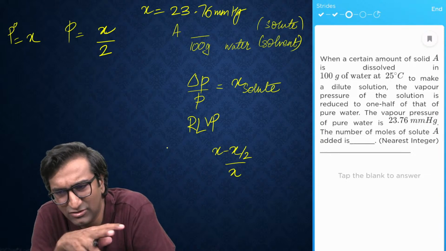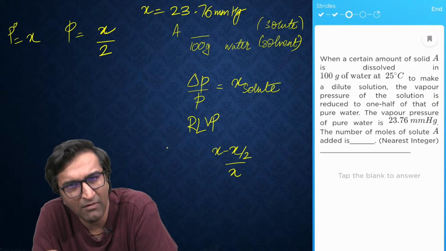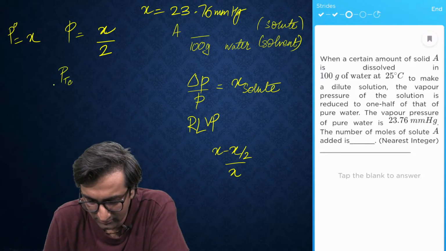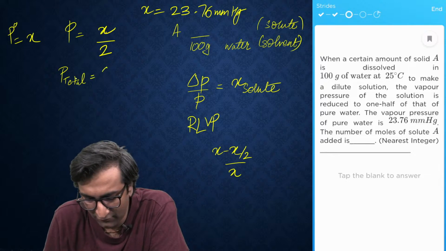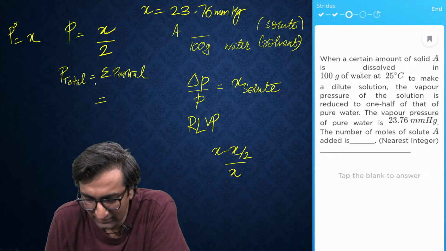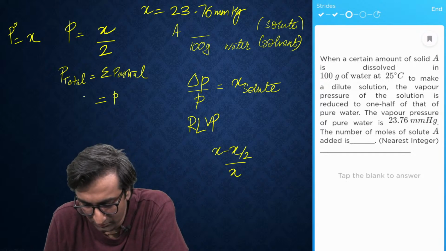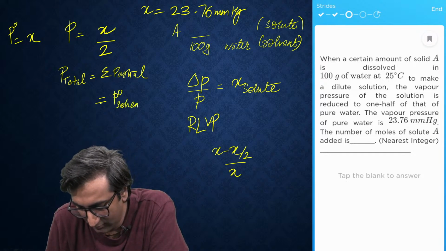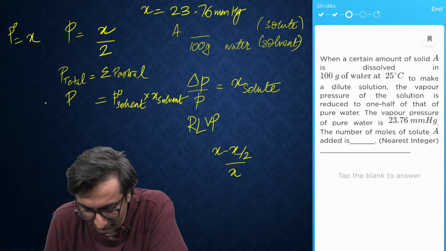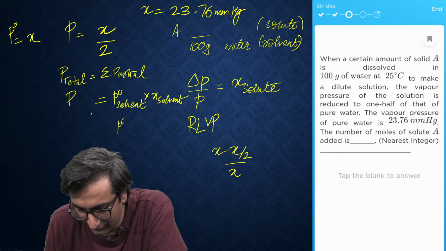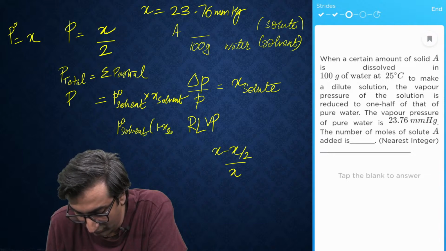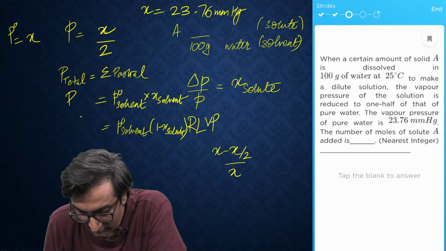Do you know where the actual expression is derived from? Do you remember this? Do you know this at all? Total pressure is equal to the sum of partial pressures, right? And then we say that is going to be equal to P naught of the solvent into X of solvent, right? This is P. Then you say P naught solvent into 1 minus X of solute. समझ में आ रहा है?